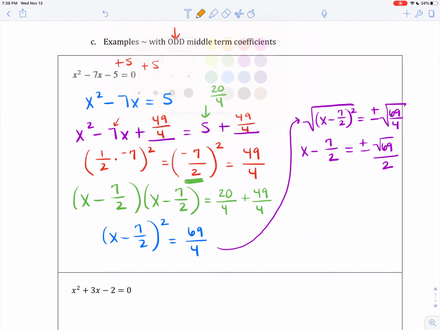And then finally, we want to get x by itself. We would need to add 7/2 to both sides. I'm going to put that out in front of the plus or minus.